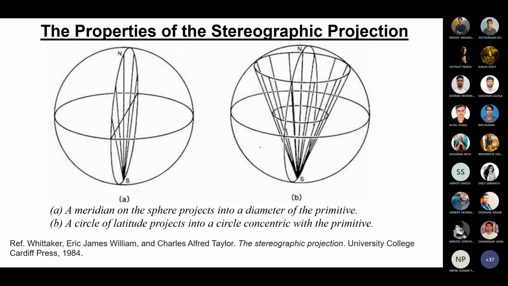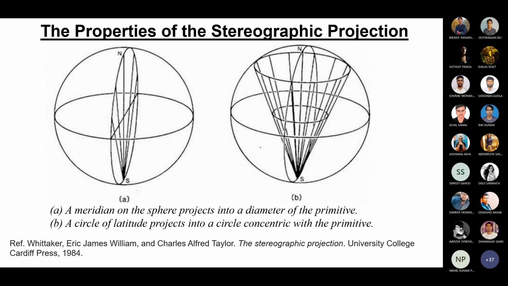If you look at figure A or figure B in the slide, that figure shows that a meridian of the sphere projects to a diameter of the primitive, which is the case where the projection is a circle of infinite radius. And a circle of latitude in the northern hemisphere projects to a circle concentric with the primitive and inside it.